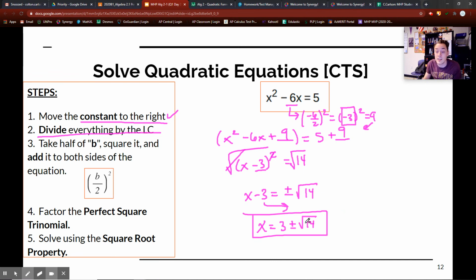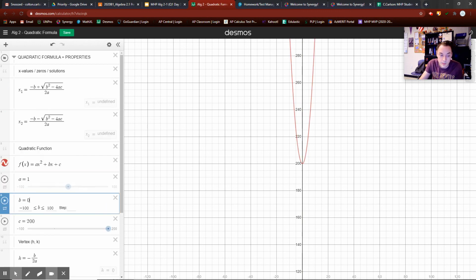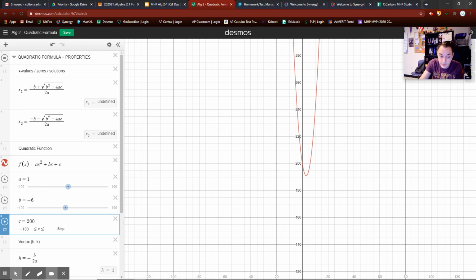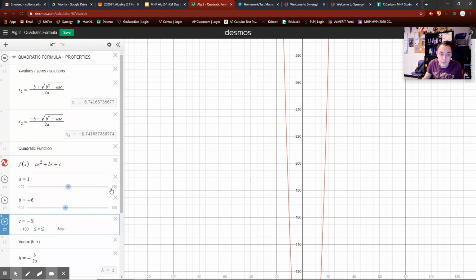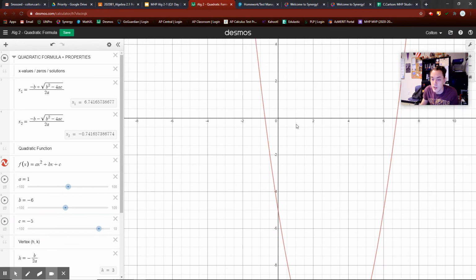If you plug this into Desmos, x squared minus 6x minus 5, watch what happens. X squared, so 1, minus 6, and then minus 5. You get some strange fractions, I guess, but primarily it's a radical. So if I go home here, these values are just really odd values.